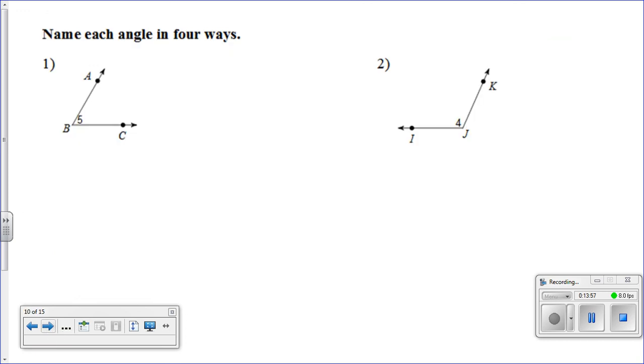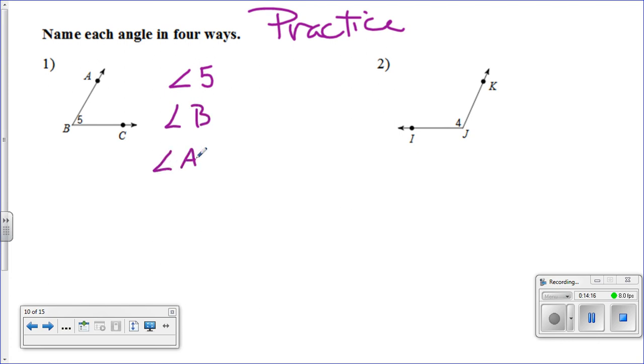Okay, so let's practice. Let's do a little bit of practice here. Let's make sure we've got this. Name 4 ways to name that angle. So you could say angle 5, you could say angle B, or you could say angle ABC, keeping in mind that the B has to be in the middle. Or you could say angle CBA. There are your 4 ways.